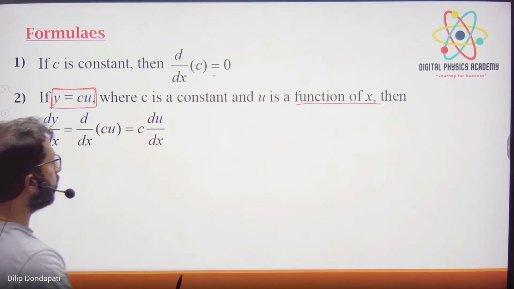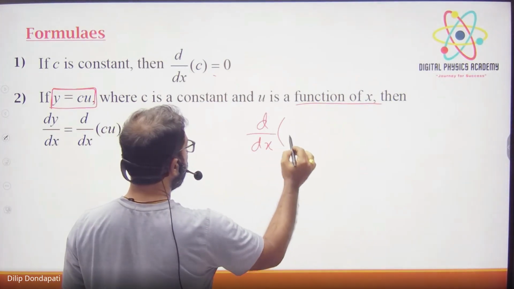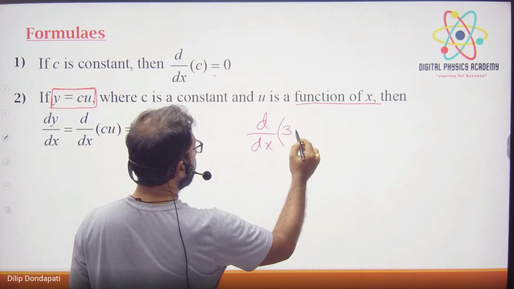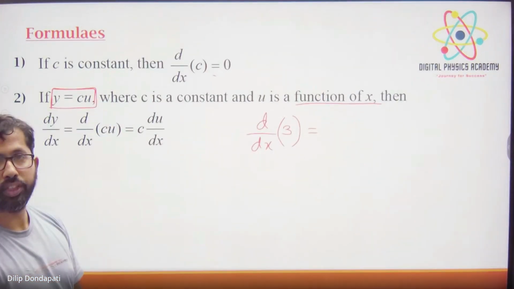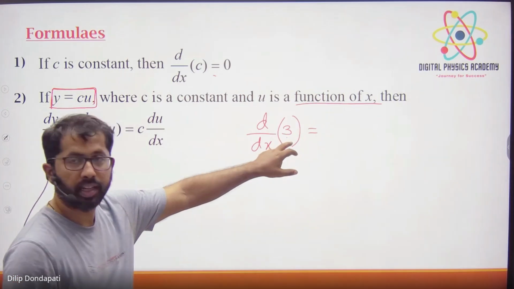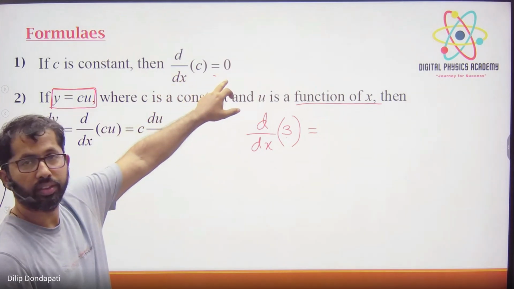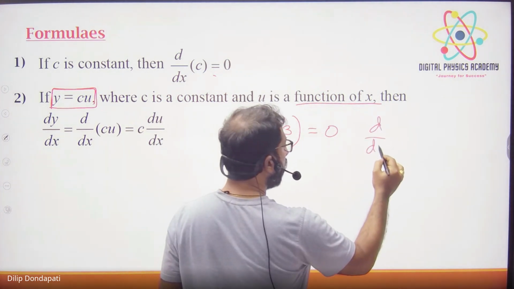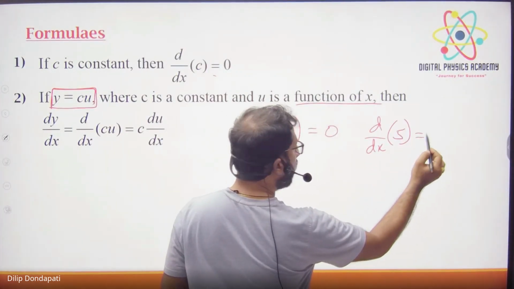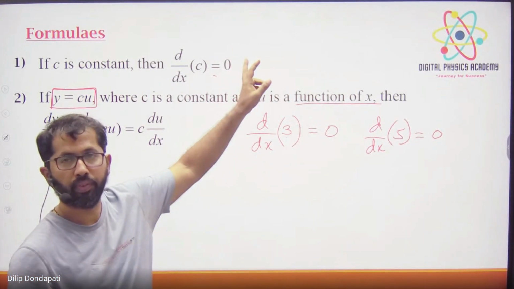Suppose d by dx of 3. Tell me, what is the answer? Rehan, tell me. Differentiation of 3 is a constant, right? What is the differentiation of a constant? 0. So the answer is 0. Tell me, d by dx of 5. What is the value? Equals 0. Differentiation of a constant value is always 0. That is the first formula.